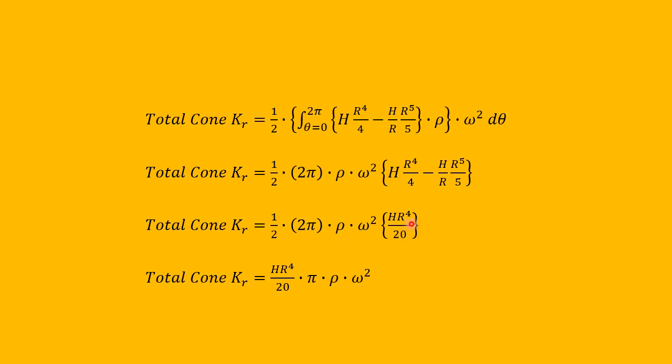We can still do some algebraic simplification. We have 1/2 times 2 pi here, which turns out to be a pi. We have this factor here, which we have right here, and we have rho omega squared, which we have in those factors here and here. So we're getting pretty close to the end of this problem, but we have not gone all the way yet. We can simplify this just a little bit more.